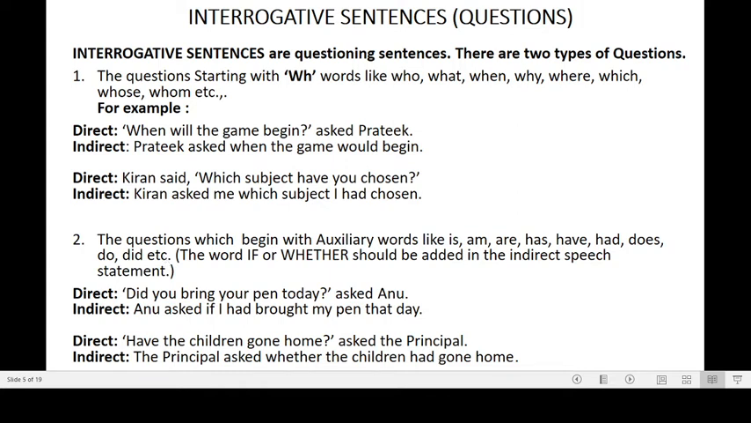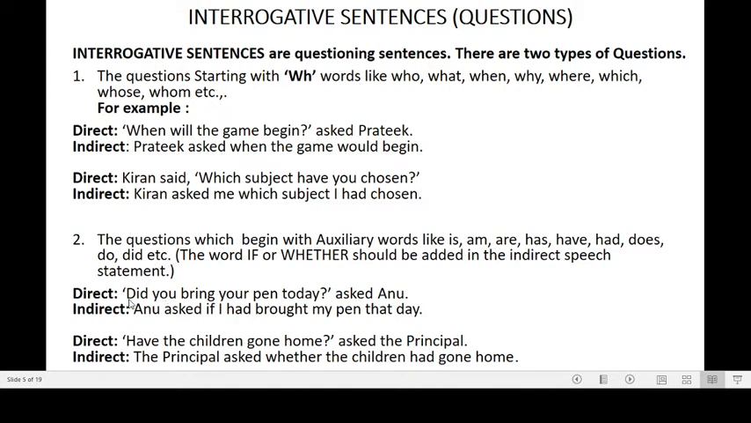They are yes or no questions. The questions which begin with auxiliary words like is, am, are, has, have, had, does, do, did, etc. These questions are called yes or no questions. You should remember, questions which begin with any of these auxiliary verbs are called yes or no questions because they expect the answer either yes or no. That is why they are called yes or no questions.